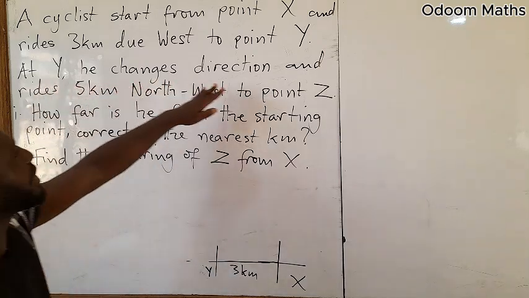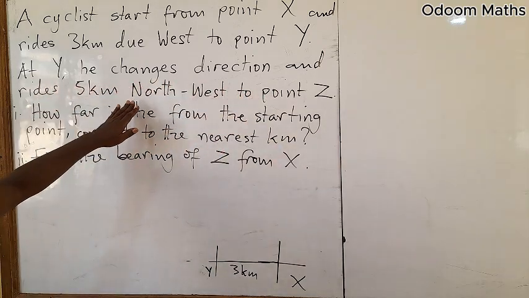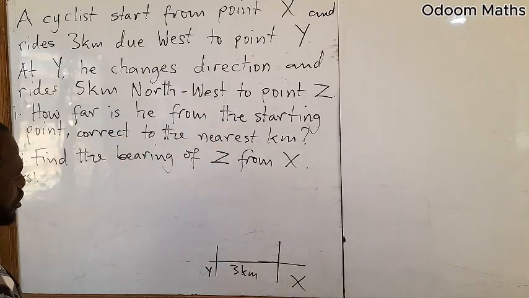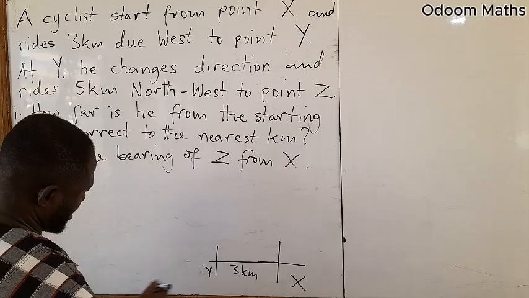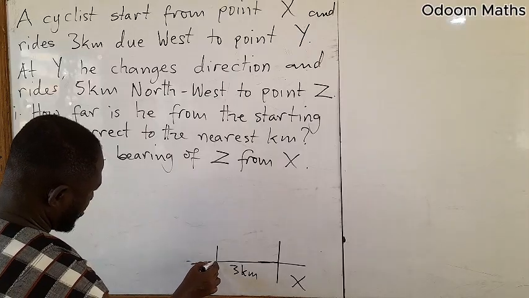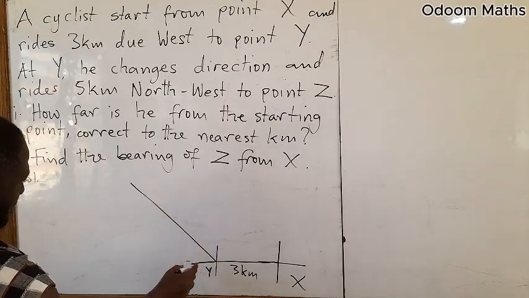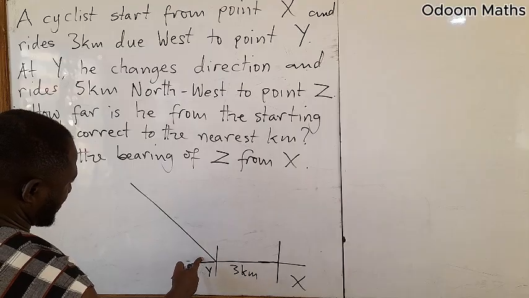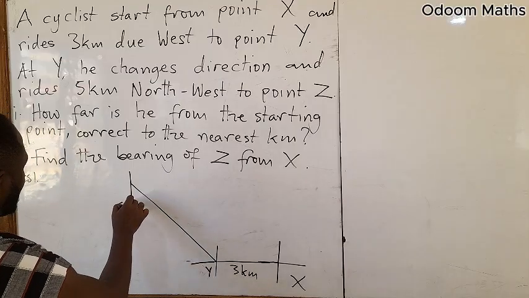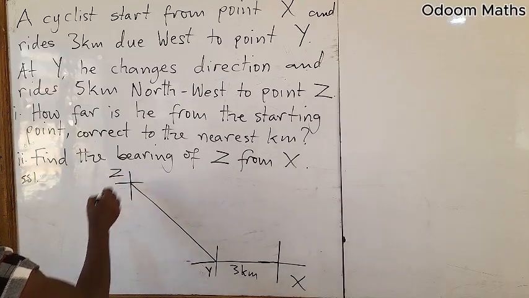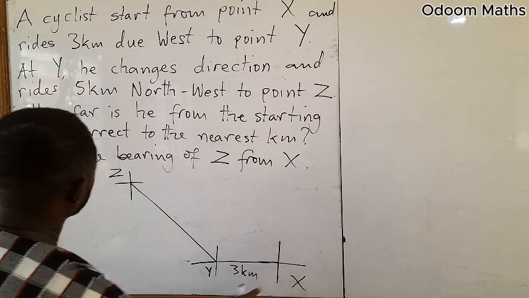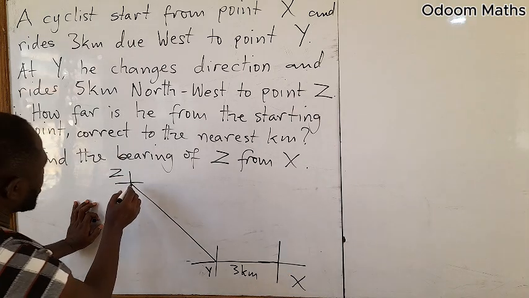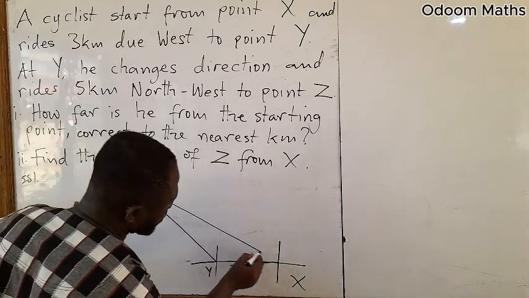At Y, he changes direction and rides 5 kilometers northwest. So this is west. Now northwest means we are going to divide this angle into 2, so 45, 45. So this is where Z is. Okay, and then we are told to find how far he is from the start. This is the starting point and this is the ending point, so let me join these 2 points together.